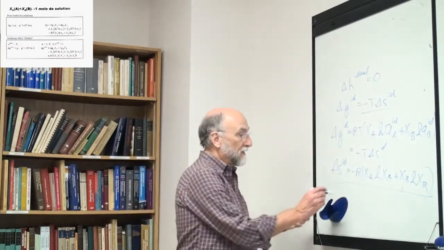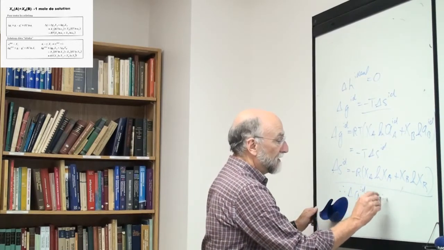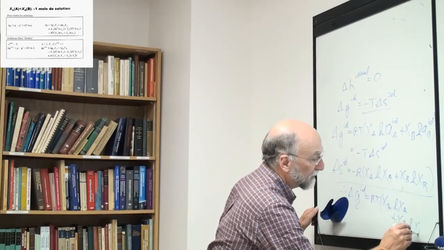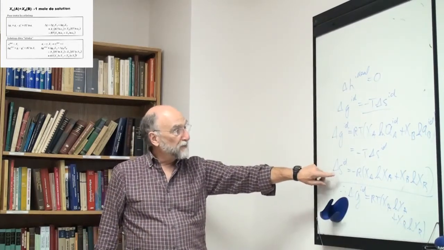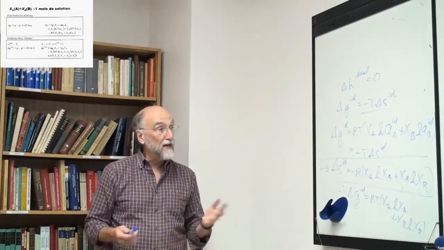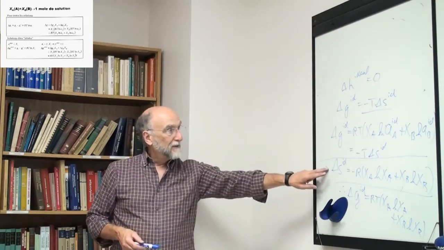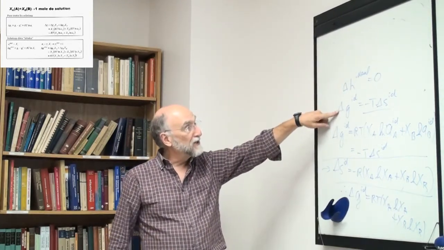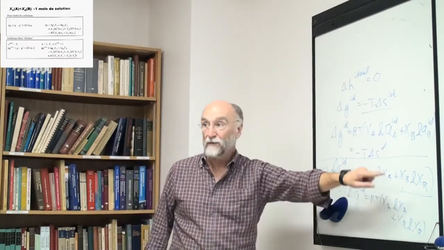So the ideal, therefore, delta G ideal is RT XA log XA plus XB log XB. Okay, let me do it the right way around. The ideal entropy is given by the Helmholtz equation as that. We derive that from S is k log W. So that's the ideal entropy. The ideal enthalpy is 0. So the ideal Gibbs energy is minus T delta S ideal. Therefore, the ideal Gibbs energy is RT XA log XA plus XB log XB.